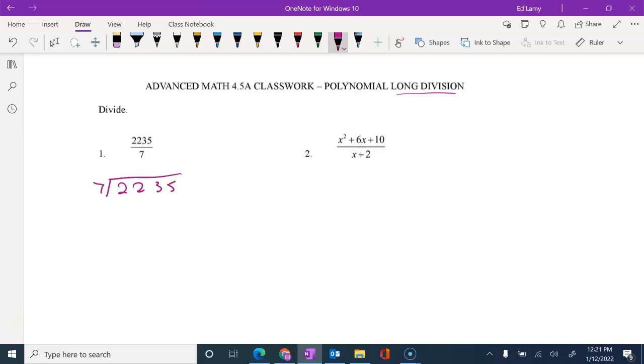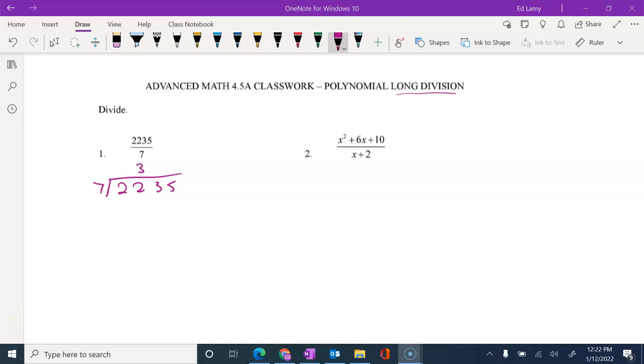If we do long division, we set it up with a divisor and a dividend. The divisor is 7, the dividend is 2235. We ask ourselves, how many times does 7 go into 2? It does not go into 2, so we move over 1 and say, how many times does it go into 22? 7 goes into 22 3 times, so we write it right there on the quotient line.